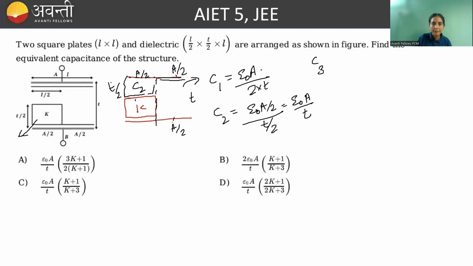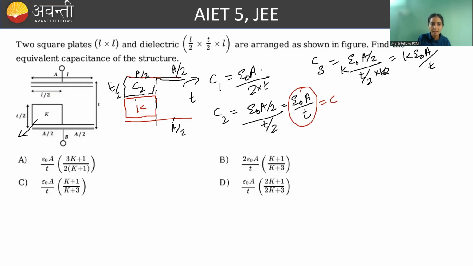So if you are going to write C3, it will become equal to epsilon naught A by 2, T by 2 divided by K. Sorry, not divided by K, times. Because when we put a dielectric in between the plates of a capacitor, its capacitance increases by K times. That is why this is equal to K epsilon naught A by T.